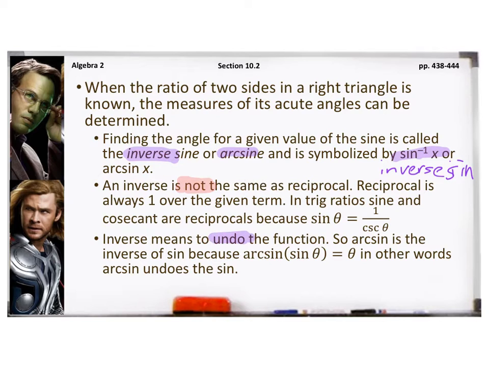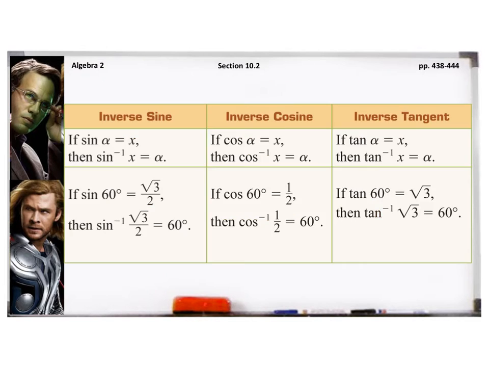So, arcsine is the inverse of sine because arcsine of the sine of theta is theta. It's undoing what the sine does. Okay. So, if the sine of alpha is x, then the inverse sine of x is alpha. This is true of cosine and inverse cosine, tan and inverse tan.